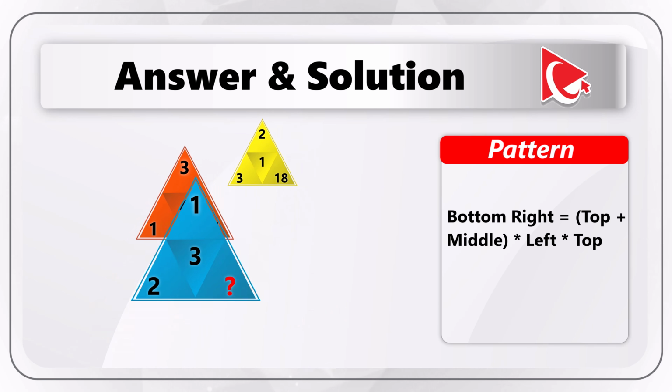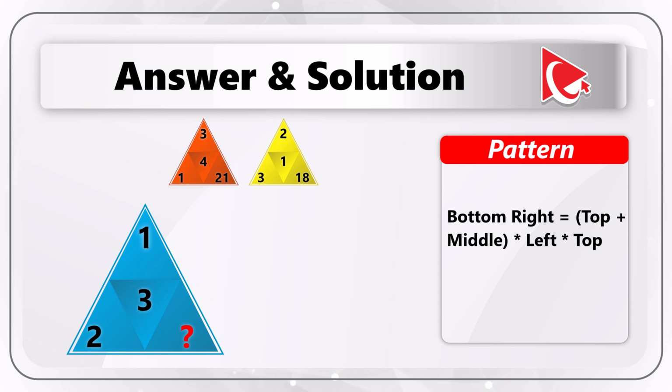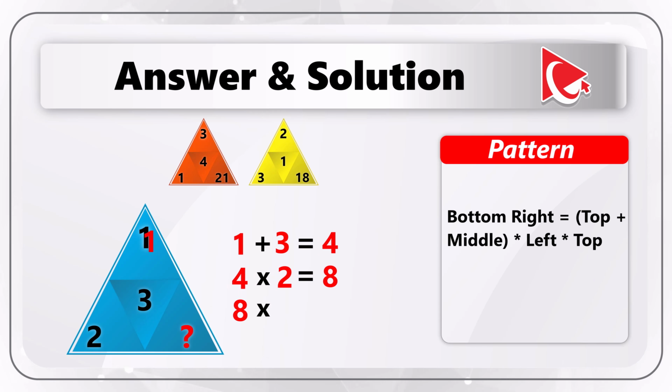Can you do calculations for the third triangle? Let me help you. 1 plus 3 equals 4. 4 multiplied by 2 equals 8. And then 8 multiplied by 1 equals 8 again. So the correct answer here is choice A, 8.